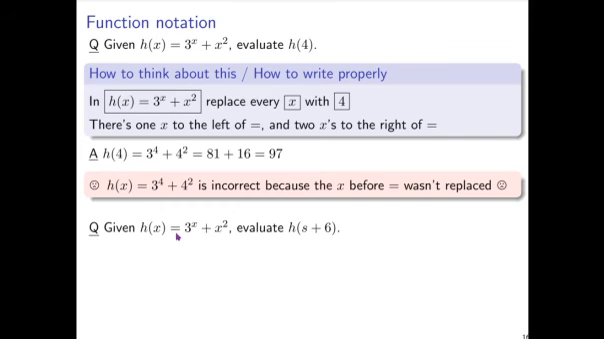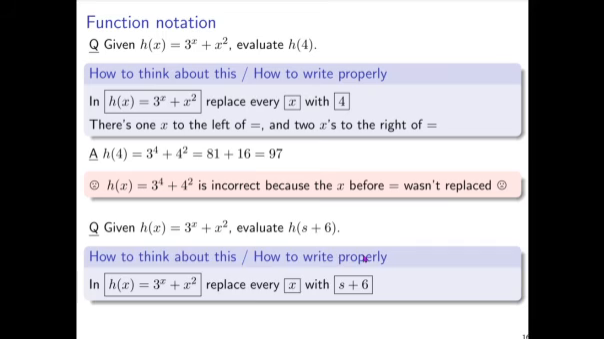Given h of x, this gets more challenging. Given h of x equals 3 to the x plus x squared, evaluate h of s plus 6. So same deal here. Sometimes people try to get creative and try to distribute the h or something like that. But here, just take what's written, the skeleton of this, h of x equals 3 to the x plus x squared, and just replace every x that you see now with an s plus 6 instead.